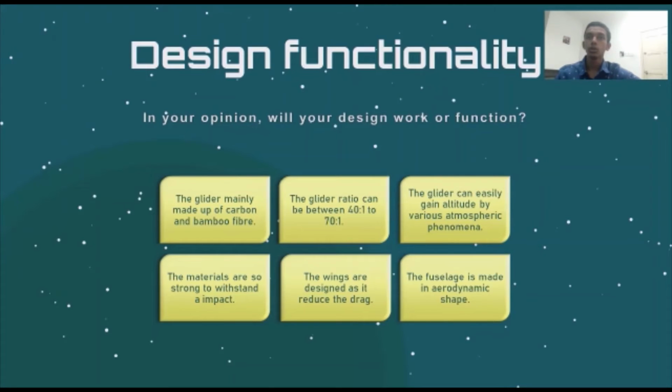To gain altitude, our glider depends on three main phenomena, which are thermals, ridge lift, and wave lift. Our glider is made up of light materials, which is more efficient to gain altitude by thermals. Sometimes there is a possibility for the glider to face an impact, so the glider's frame and stringers are made up of carbon fiber, and the body skin is made up of bamboo fiber, which is really strong and stiff to withstand the impact.